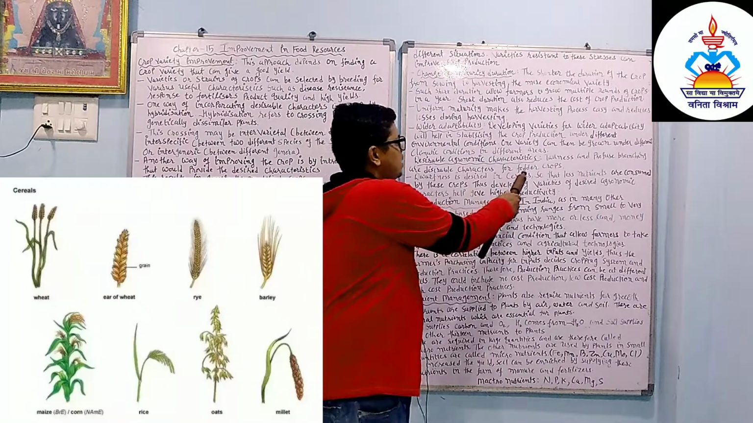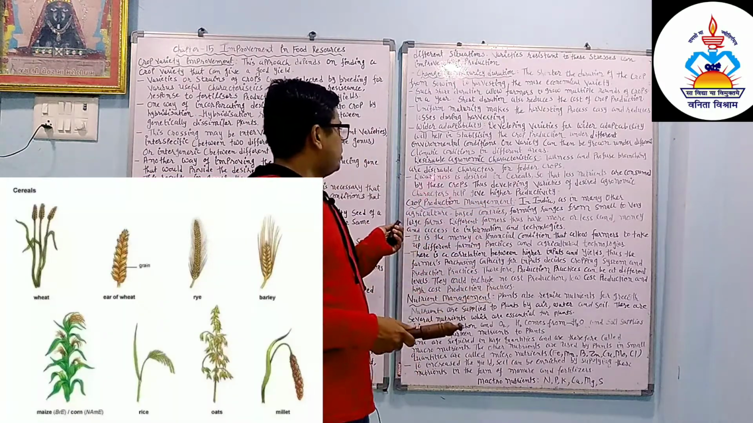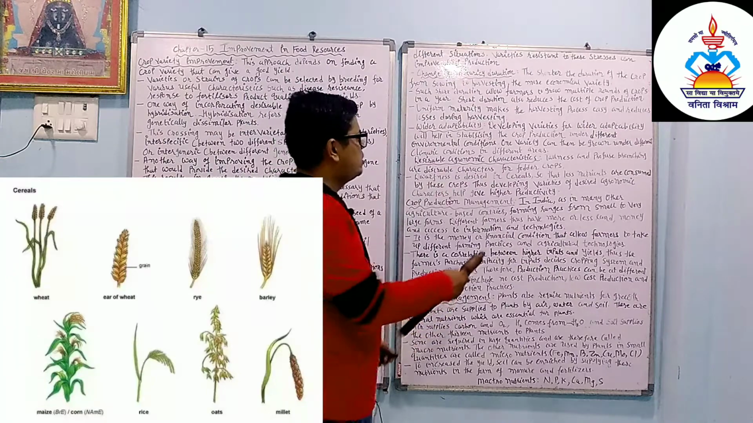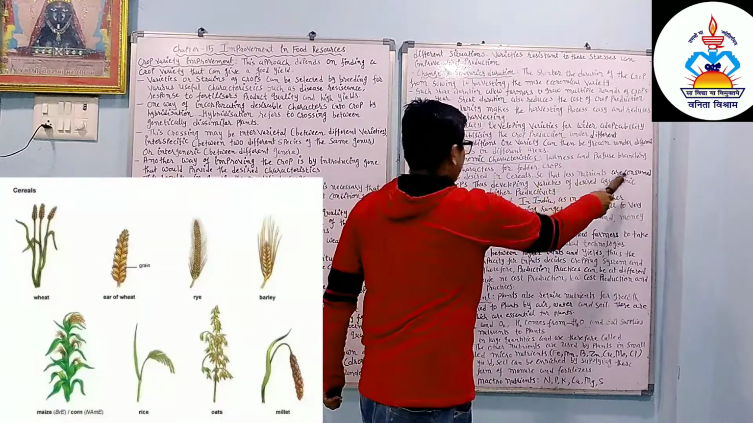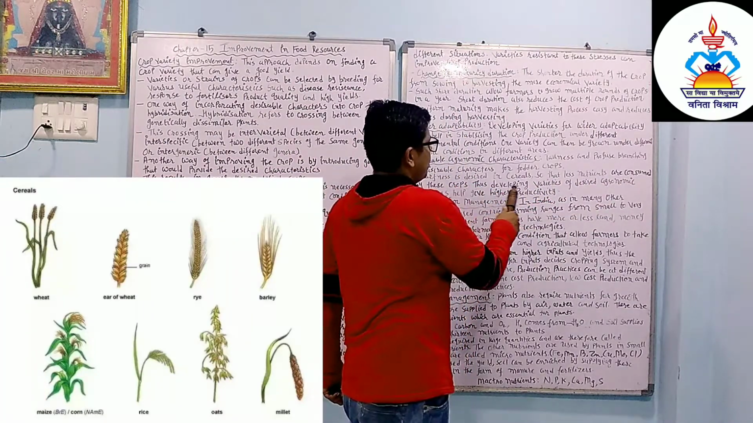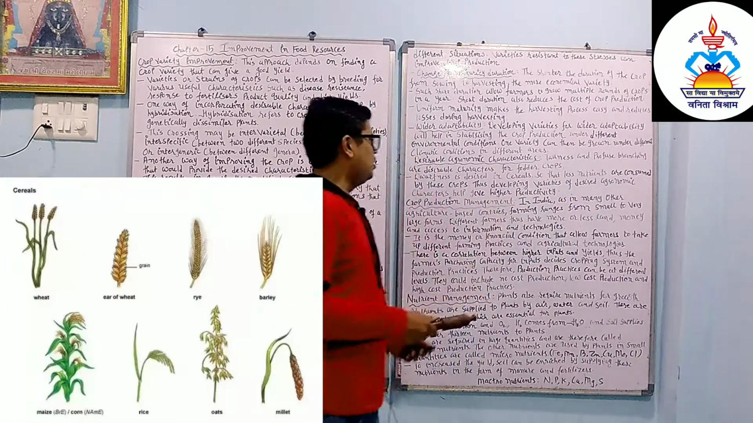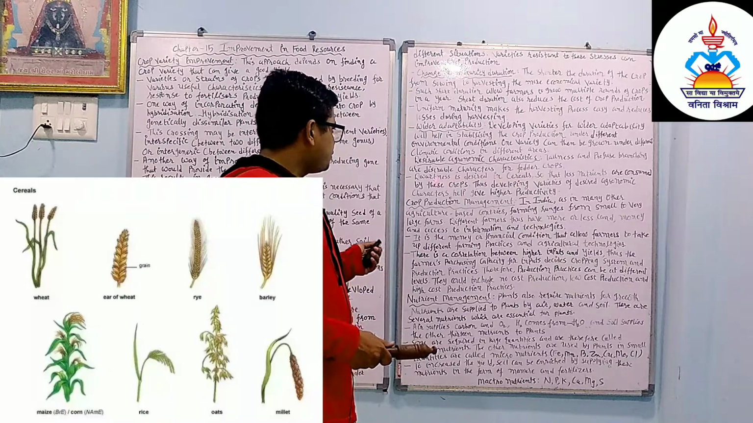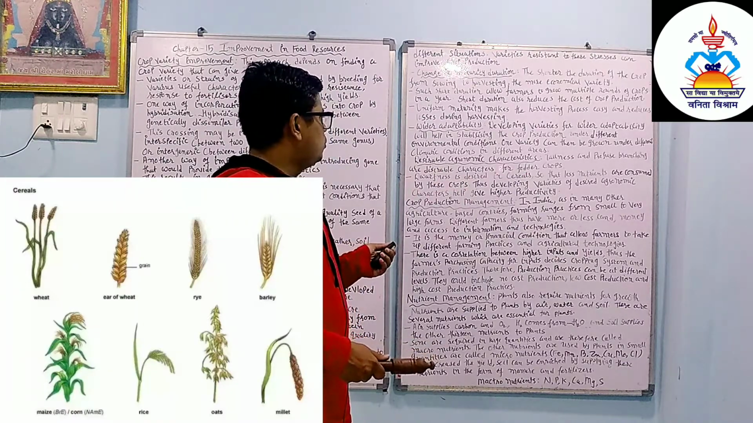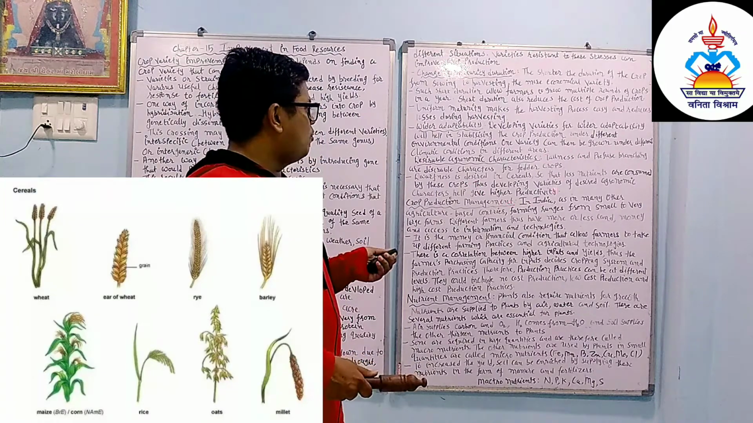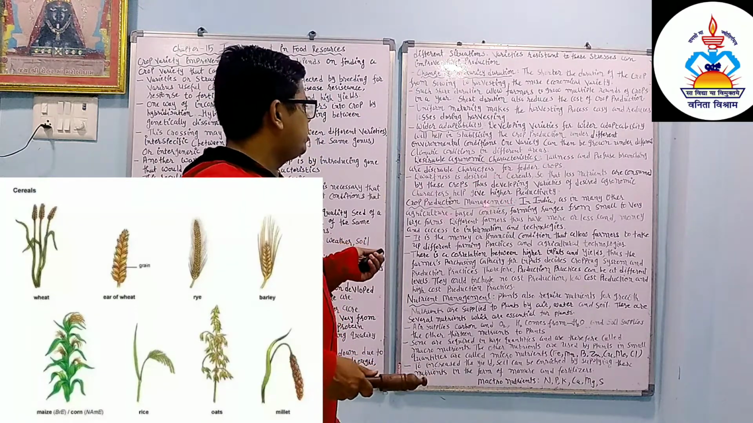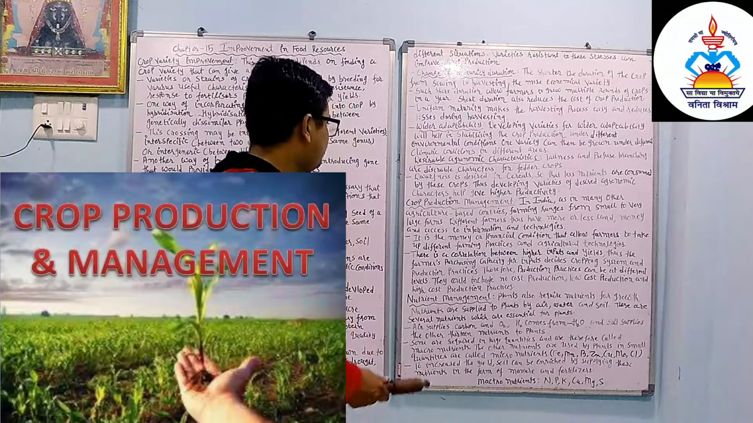Dwarfness is desired in the cereals. So which characteristic is important in the cereals? Dwarfness is desired in cereals so that fewer nutrients are consumed by the crop. Thus developing varieties with the desired agronomic characters helps give higher productivity. So for cereals we need dwarfness, and for fodder crops we need tallness.